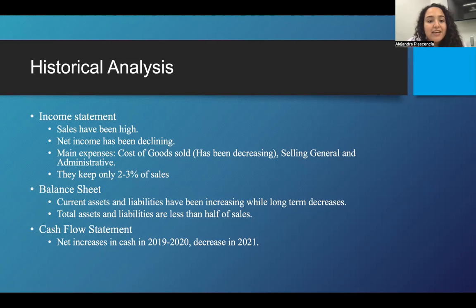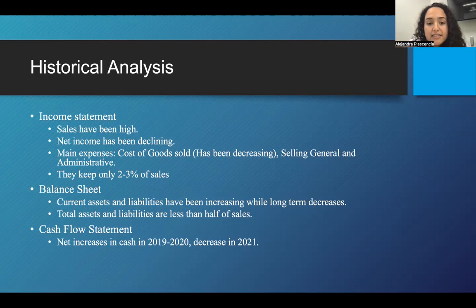Next on the balance sheet, the thing that stuck out to me the most was that the current assets of the company have been increasing while the long-term assets have been decreasing. And the same is true for the liabilities. The current liabilities have been increasing, and the long-term liabilities have been decreasing. Now, this to me shows that the company is now preferring to keep more liquidable assets and liabilities that they can pay off within a year than to have more long-term.